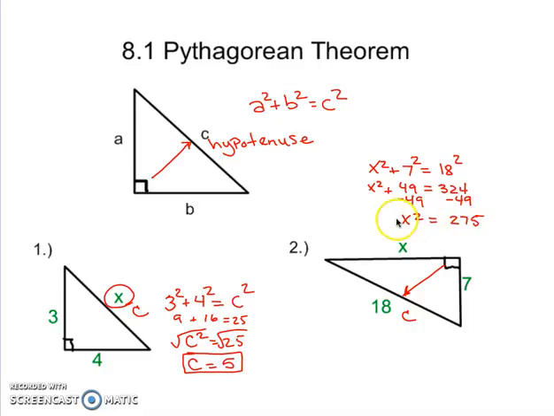275. So if I take the square root of both sides, I would find x equals the square root of 275, and then here we would have the square root of 25 and the square root of 11. So x would actually equal 5 square root of 11.